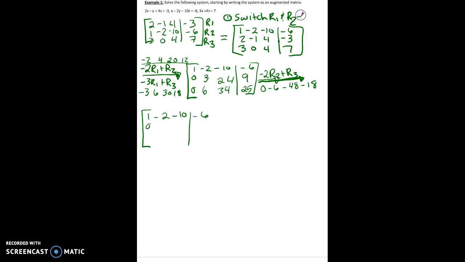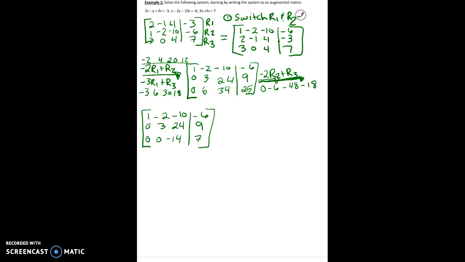And 0, 3, 24, 9. So now let me just do the addition. 0 plus 0 is 0. Negative 6 and 6 is 0. Negative 48 and 34 is negative 14. And negative 18 and 25 is positive 7.